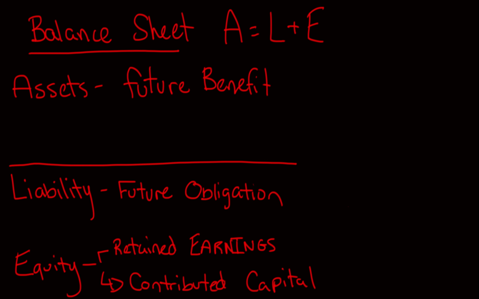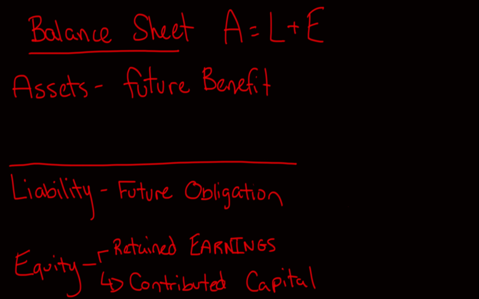So, an asset is just some sort of future benefit to your company. Anything that will help your company in the future. So think of it as simply as inventory. Inventory is something that a business will sell and generate revenue. So it will have a future benefit because that future benefit is the revenue.